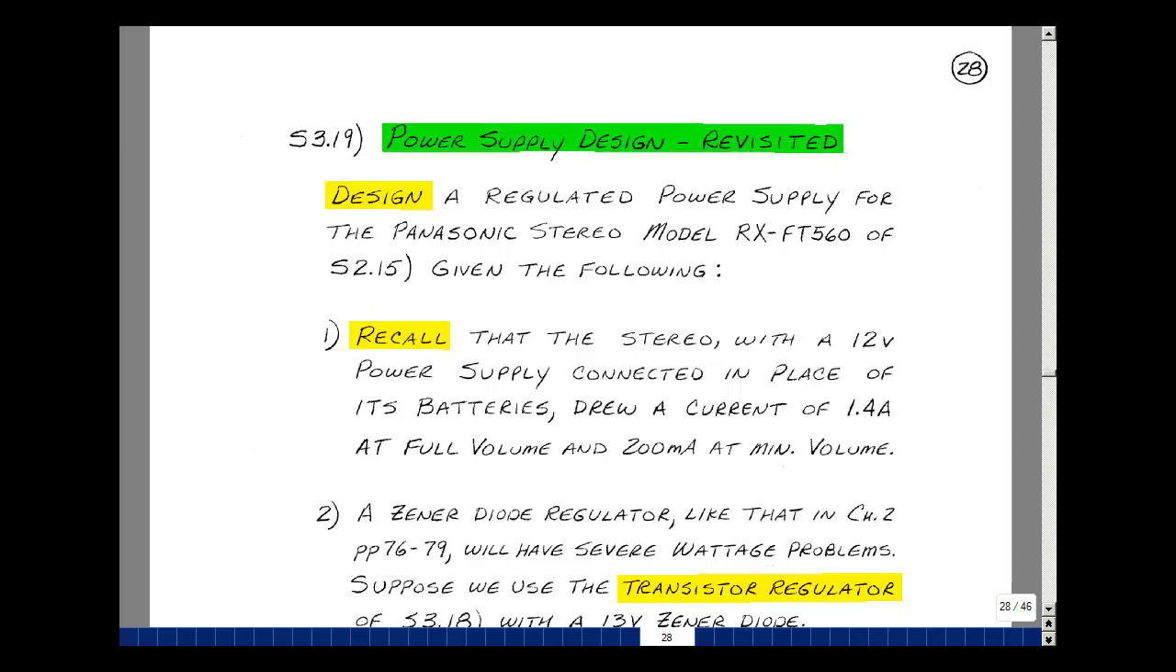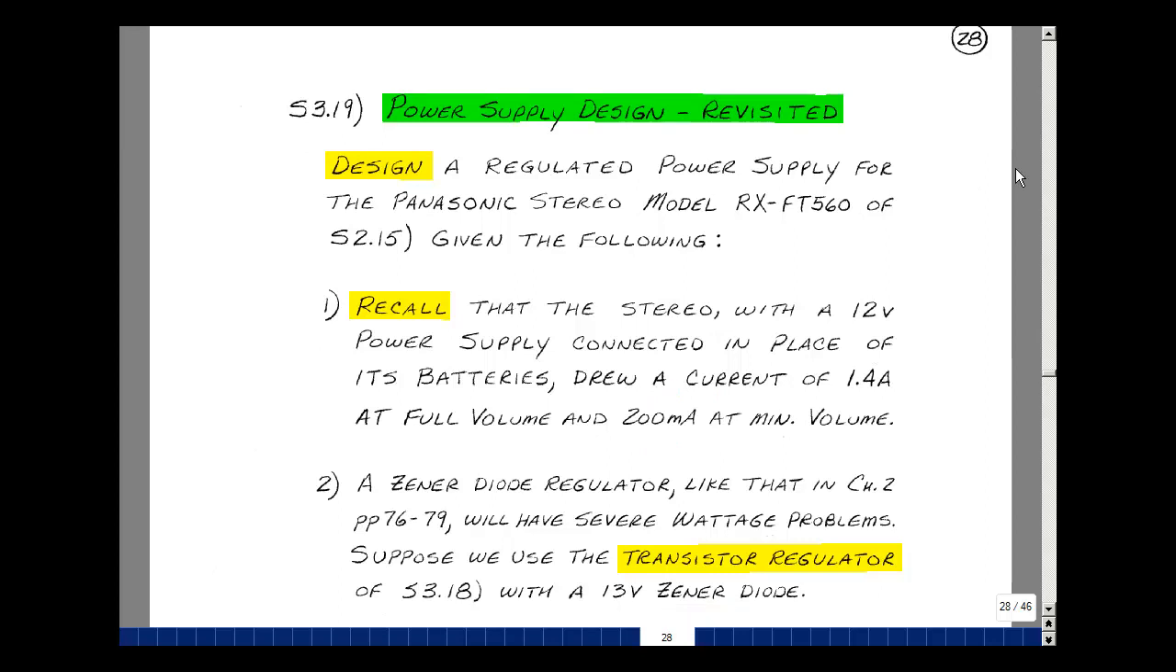This time I want to have you design a transistor-regulated power supply for this Panasonic stereo model RX FT560, given the following. If you recall, the stereo with a 12-volt power supply connected in place of its batteries drew a maximum current of 1.4 amps and a minimum current of 200 milliamps.